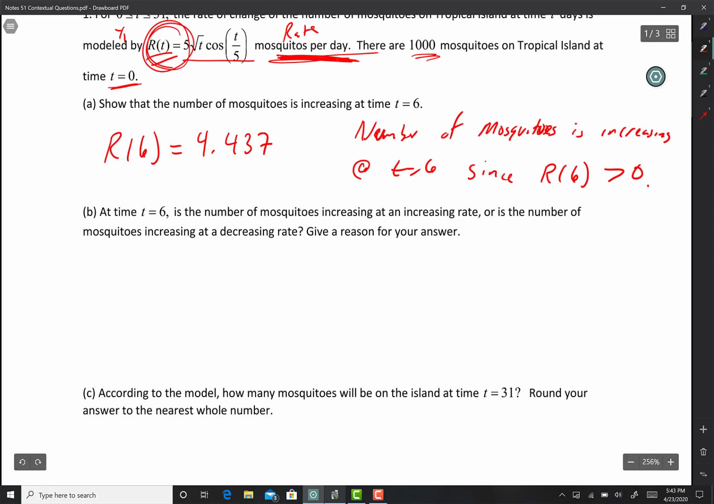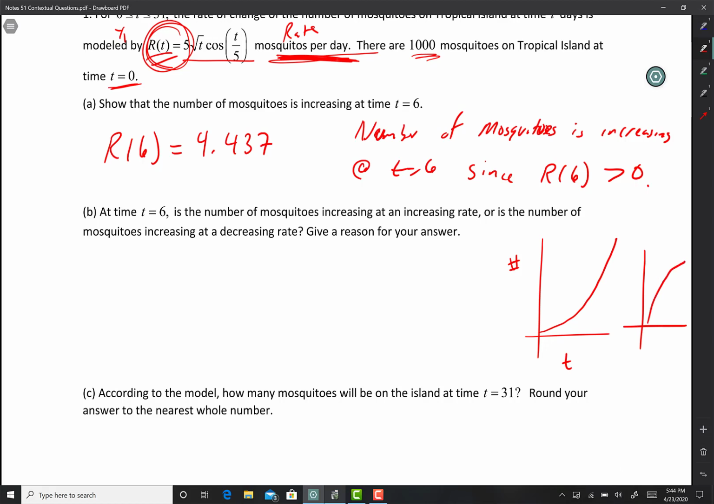At time t equals 6, is the number of mosquitoes increasing at an increasing rate or increasing at a decreasing rate? Give a reason for your answer. So what they want to know is, if I have number of mosquitoes here and time here, do I look like this graph or do I look like this graph? So what can you tell? Well, concavity, right? Concave up, concave down.